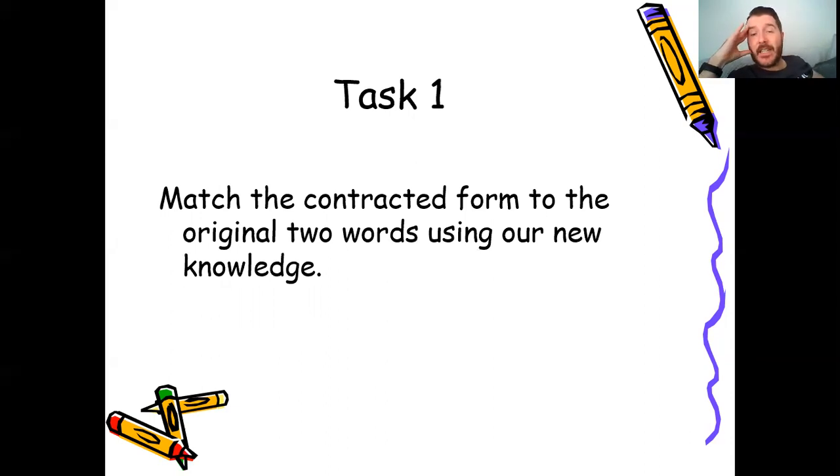Now we're going to do our first task. And our first task is the first worksheet. And it's got a list of two words on one side, two word parts. And on the other side, it's got the contracted version. What you need to do is read each one, draw a line to match the contracted word to the full word. So for example, if you had must not, you'd draw a line to mustn't. Okay, so pause the video whilst you do that activity. You don't need to print it off if you don't want to. You can just talk about it.